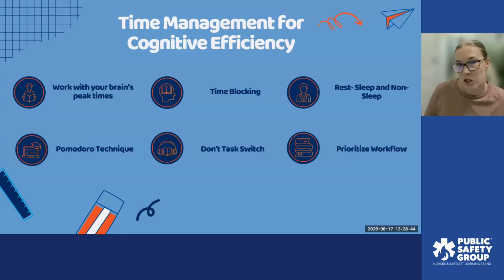So, some time management strategies for cognitive efficiency. The first one is work with your brain's peak times. If you're not a morning person, don't do the hardest task or the most complicated task that you struggle with first thing in the morning. I'm not doing math first thing in the morning. So you want to work with when your brain can really latch onto those concepts.